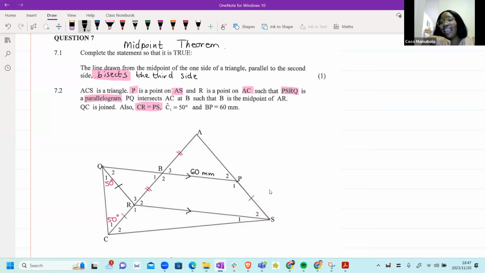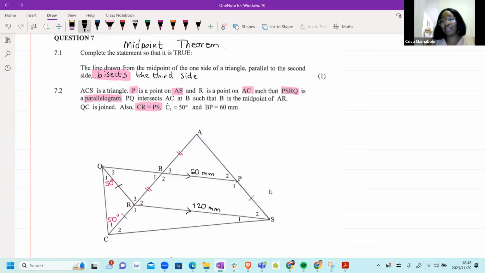Midpoint, guys, midpoint. The other way around, part two, that's it. That means that RS is equal to 120 millimeters. Okay, midpoint theorem, guys. Midpoint theorem.